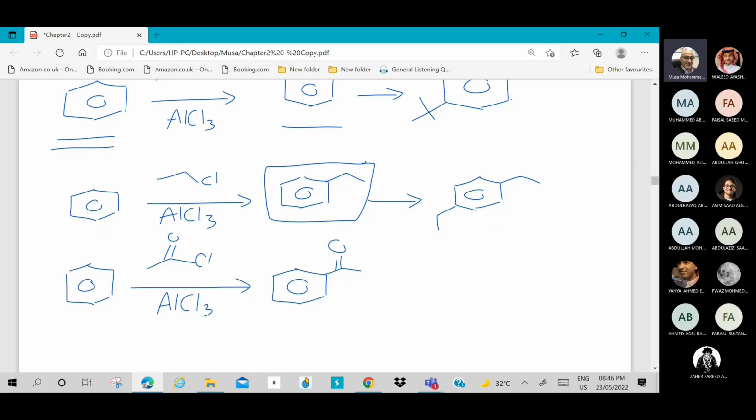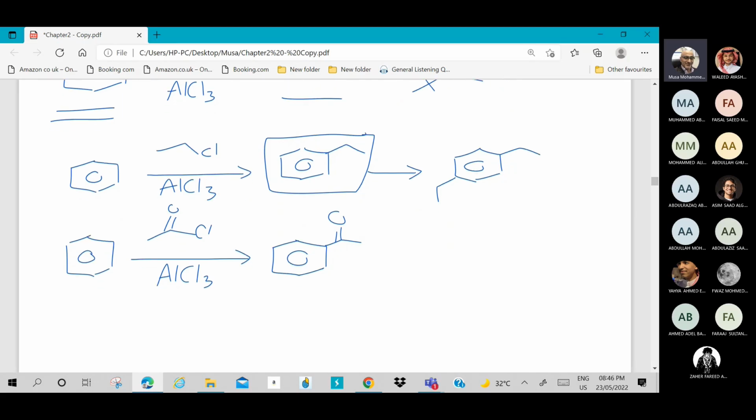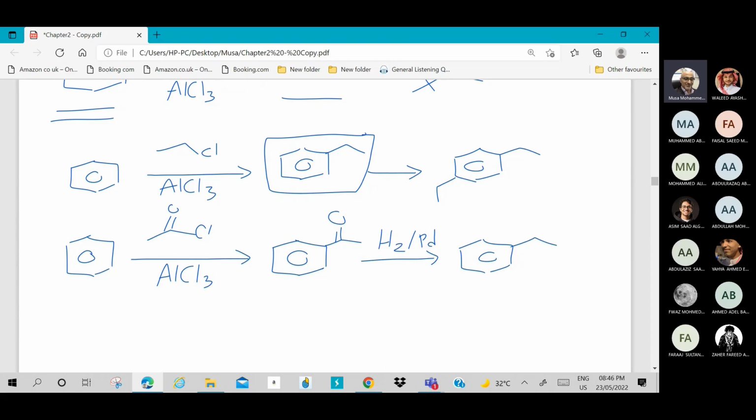It will not go for further electrophilic aromatic substitution reaction. So now you stop the reaction here, and now you can add H2 palladium. There is another reaction that was covered, which will result in reduction of the ketone that is in the benzylic position, and it will result in formation of the ethyl ketone.